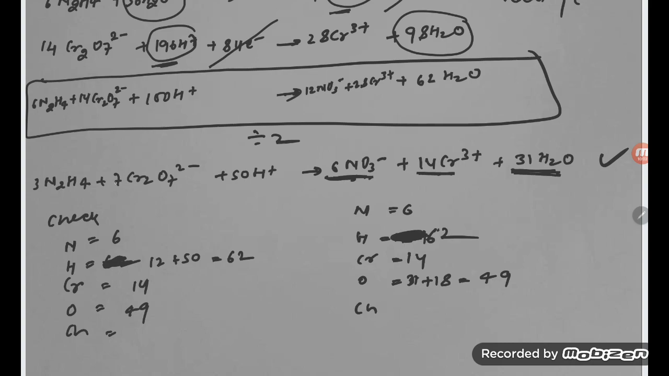Charge, you see, student: 7 times 2 is 14 minus and 50 plus. So it is going to be plus 36. This side, charge is how much, student? 14 times 3 is 42, and minus 6. That is again going to be 36. 42 minus 6, that is 36.